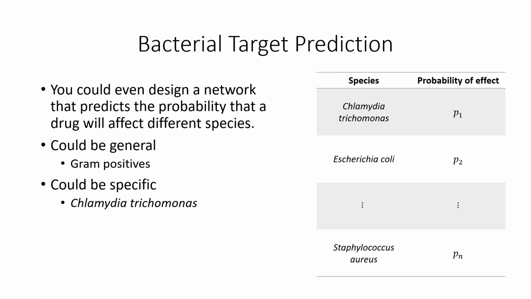You may also want to develop a model that can predict the effect that a drug will have on different microorganisms. You could design a model that predicts the effect of your ligand on a wide group of organisms, like the effect a drug would have on gram-positives, or you could design a model that predicts the effect on a specific species, like the effect it has on Chlamydia trichomonas. And maybe you would get a table at the end of it with probabilities of your drug inhibiting different species.